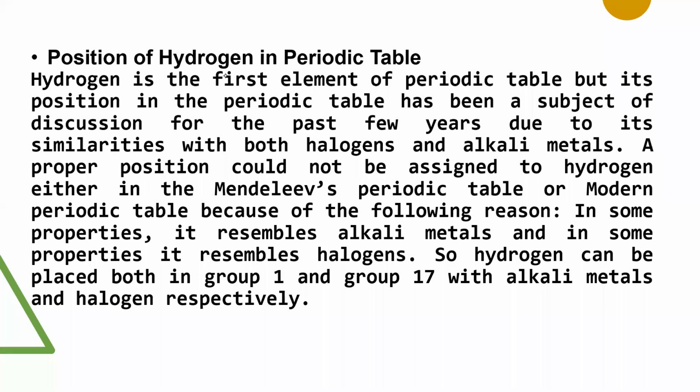Position of hydrogen in the periodic table. First topic we have is the position of hydrogen in the periodic table. Hydrogen contains only one electron and one proton, so hydrogen is the first element of the periodic table, but its position in the periodic table has been a subject of discussion for the past few years due to its similarities with both halogens and alkali metals. So it can be placed in the first group, or it can be placed in the 17th group. That's why its place has not yet been resolved.